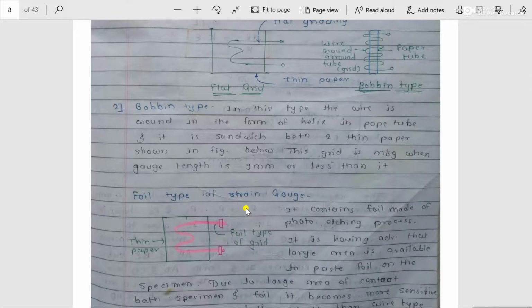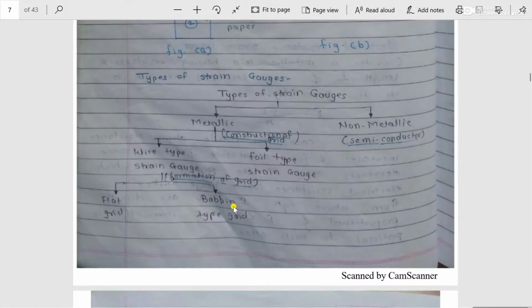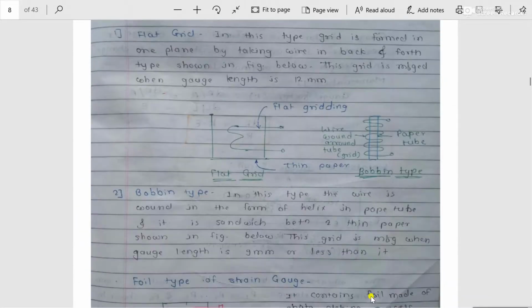So this is the basic classification or the types of strain gauges. We have discussed the metallic and the non-metallic strain gauges, and their applications. Then in metallic we have discussed what is meant by the wire type and what is meant by the foil type of strain gauges, and again in the wire type we have discussed how the flat grid is formed and how the bobbin type of grid is formed, and where this flat grid and bobbin type of grids are used in various types of applications. So this is about the types of strain gauges.